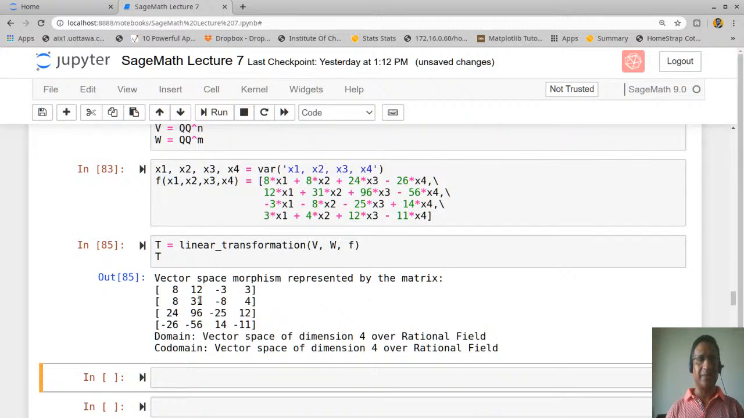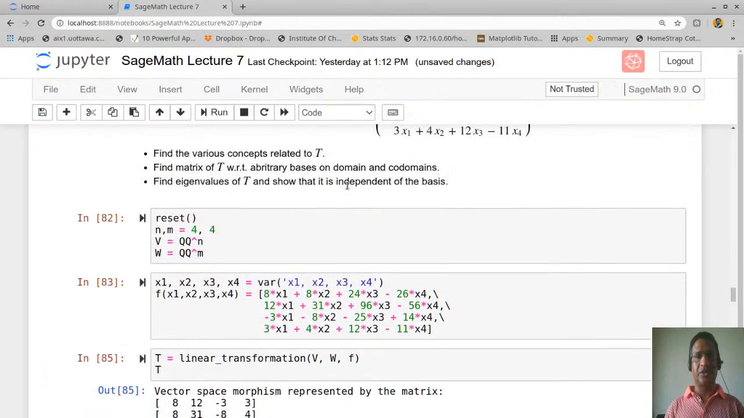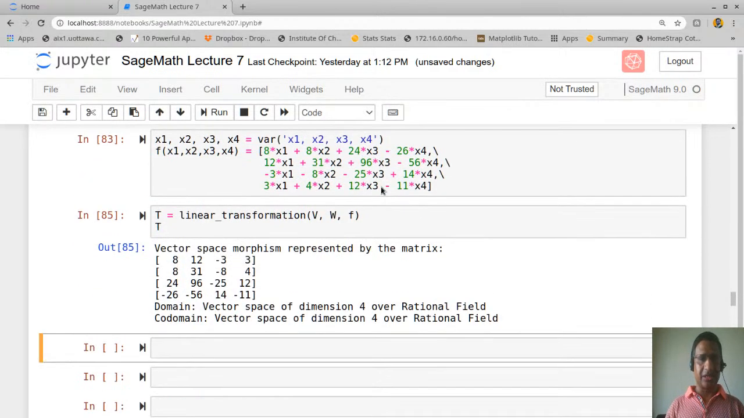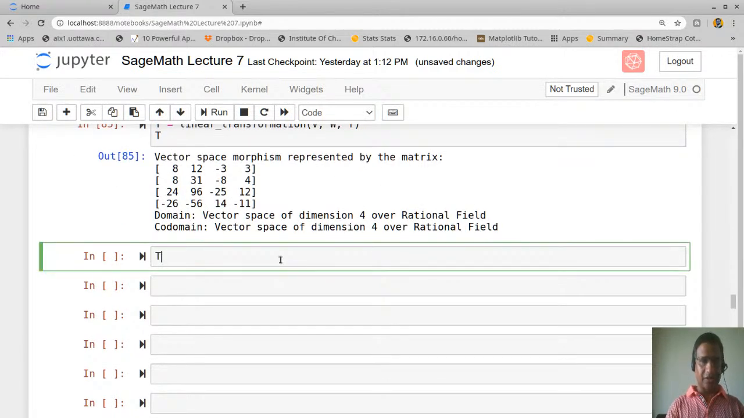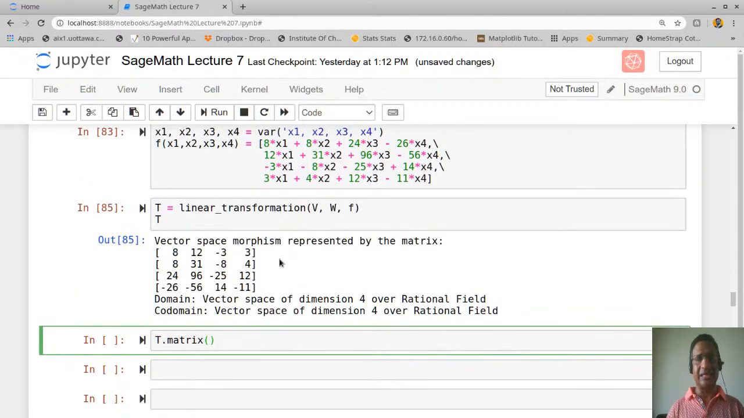So this is the matrix, and in this case you can see here the matrix of T. What is the order of this matrix? 4 cross 4 in this case, of course. But if you just compare this with what the matrix should have been, let me just say, if you say T.matrix, by default this matrix is taken as left, so you have to say side equal to right, 'right'.